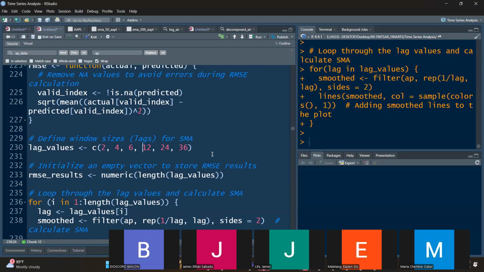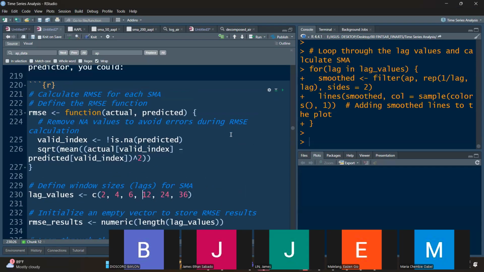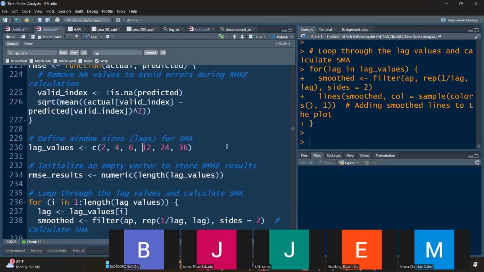Do you recall what's root mean square error? Root mean square error is your actual value minus your predicted value, right? Squared. So you have to square your errors and then get the average of all your squared errors and then get the square root. Okay? So it's the square root of the mean of the actual minus your predicted value squared. So that's the formula there.